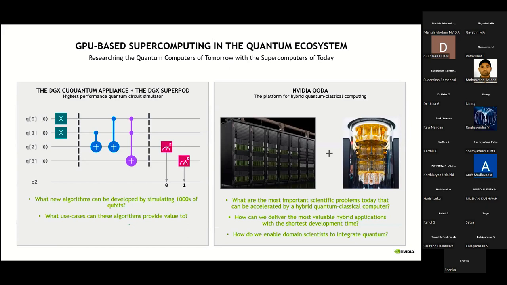The right side is CUDA-Q. We came up with a platform for hybrid quantum classical computing. What we are expecting is that any application which will work on a quantum computer will offload a particular part of the application to the quantum computer. The rest of it will remain on the classical computer. And that's where one needs a platform to offload the work to the quantum computer and take the results back. That's where CUDA-Q is helping. It enables all languages. And now researchers are using CUDA-Q as well.